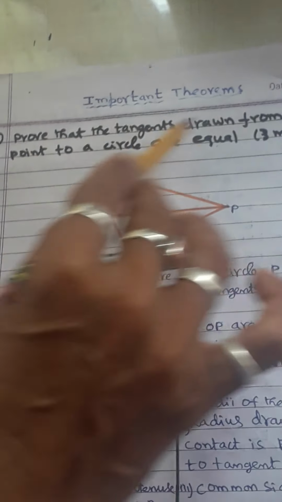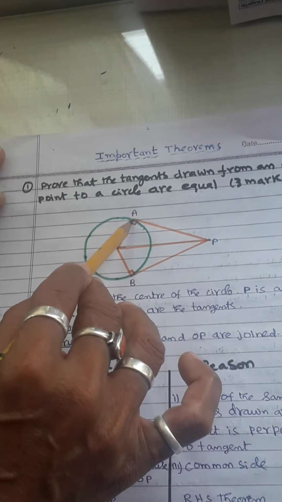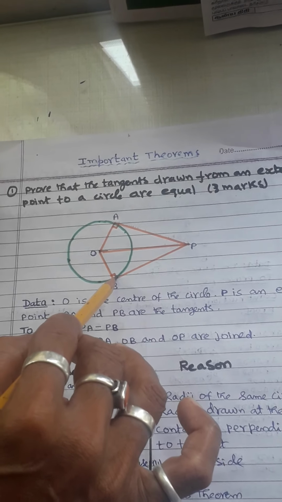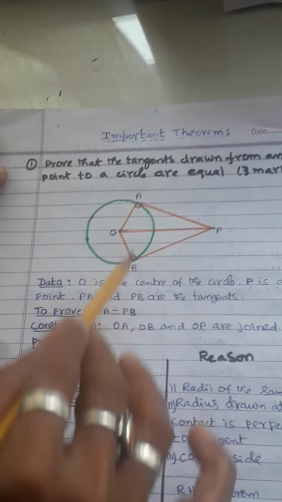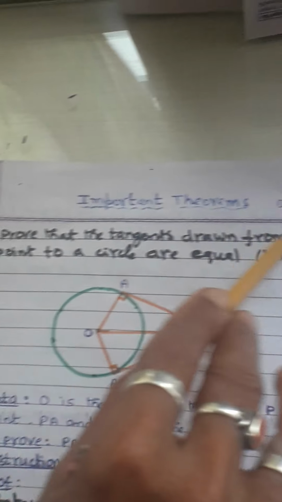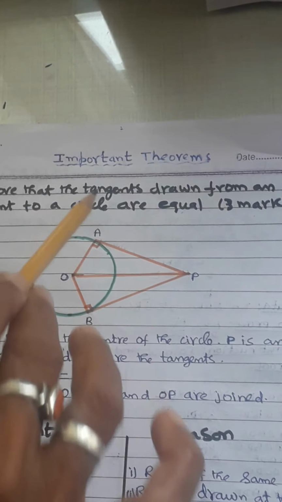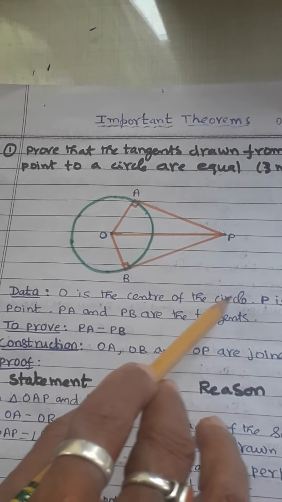So according to the statement of this theorem, we have to prove that tangent PA and tangent PB are equal. How to write the theorem? First you have to write the data. What statements are given? From there only you have to select the data. A circle is given, so the center will definitely be there. So O is the center of the circle.